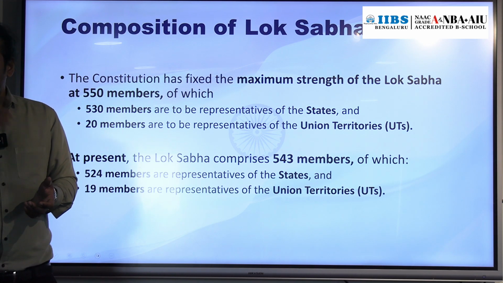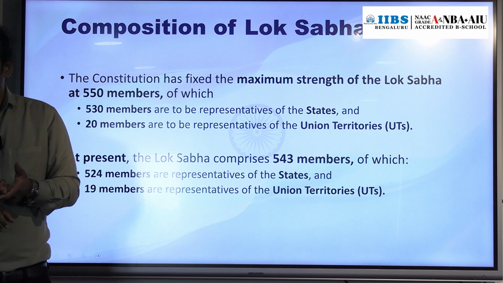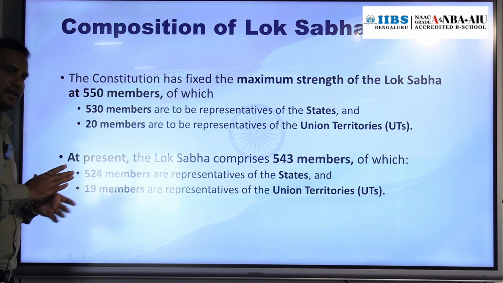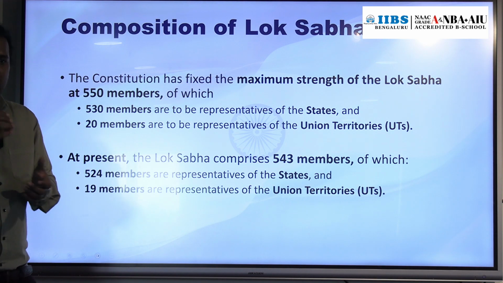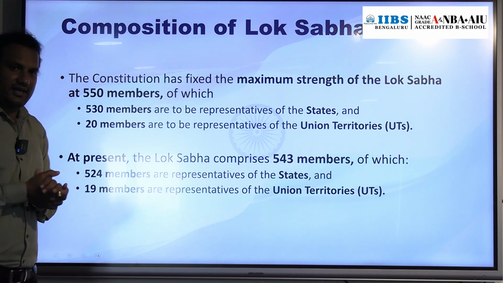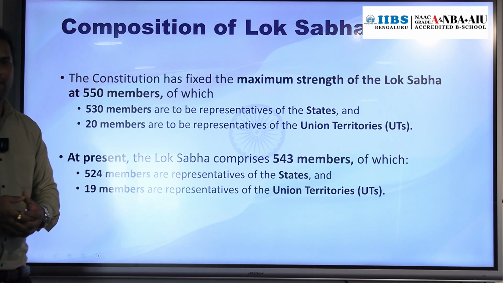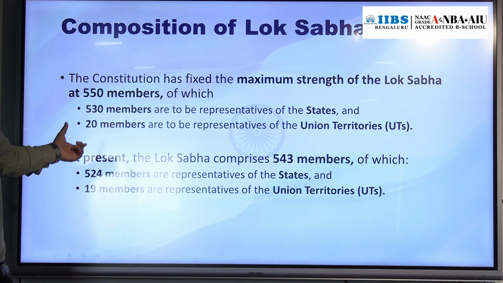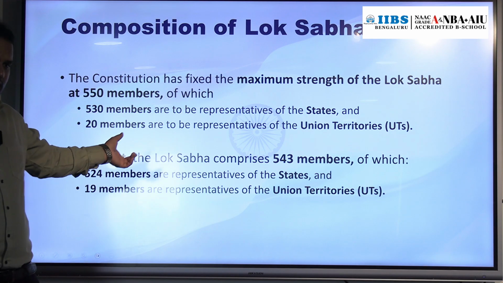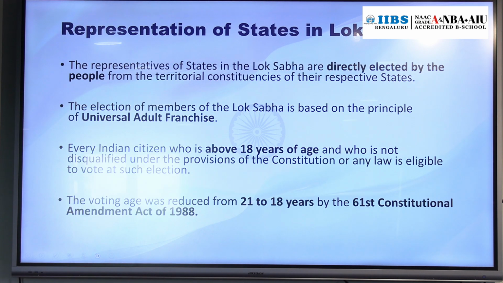In case of Lok Sabha, constitutionally what is the maximum strength? 550. Out of this 550, 530 are from states and 20 are from Union Territories. At present how many seats are there in Lok Sabha? 543. Out of 543, 524 are from states and 19 seats are from Union Territories. 524 plus 19, if you do the total, you will get 543. Okay.